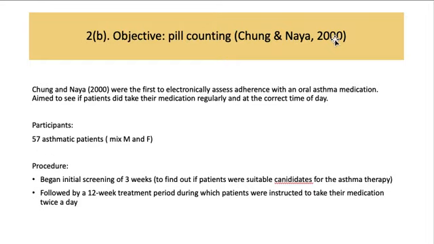The procedure begins with an initial screening of 3 weeks to find out if patients were suitable candidates for the asthma therapy. After the 3 weeks, it was followed by a 12-week treatment period during which patients were instructed to take their medication twice a day.